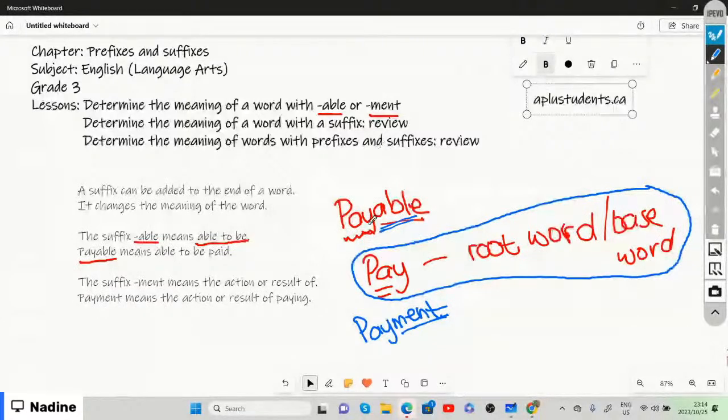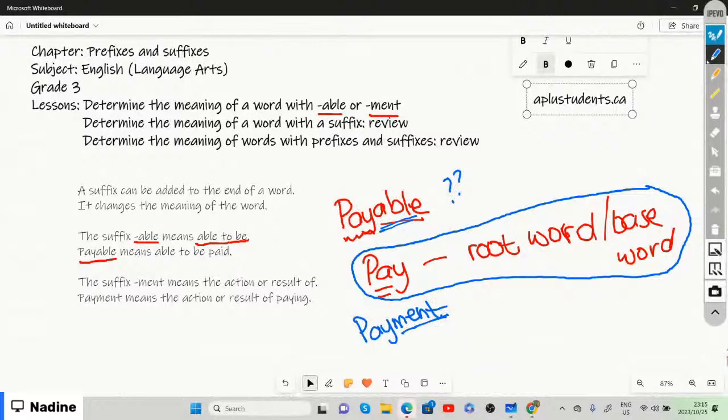which means that if you, for example, say, please lend me something till next week, then it is payable next week. You need to be able to pay that amount next week. That is payable. But payment means the action or result of paying, meaning that next week comes and you need to be able to pay the money back or give the thing back. Then you are making a payment. You are doing the action or the result of paying back whatever you owe.